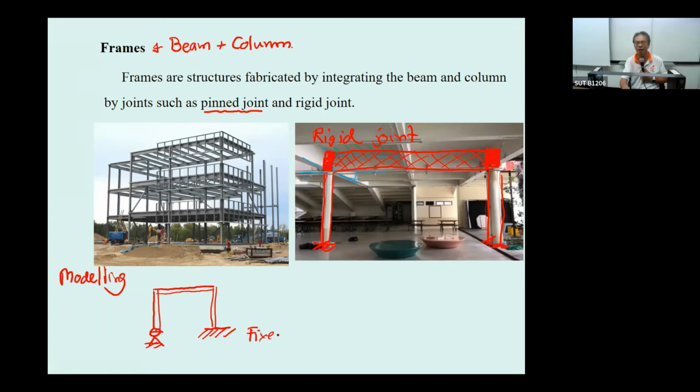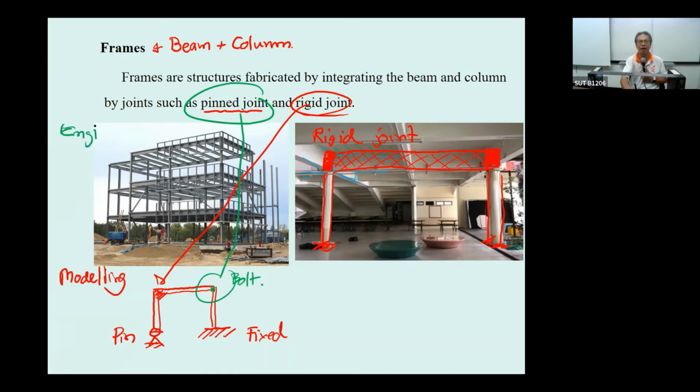This is fix support. This is pin support. And if you weld this one, very rigid welding, this is going to be the rigid joint. Okay, this is going to be the rigid joint. If you just connect the beam to the column by using bolt, when you use bolt, that is going to be the pin connection. You are an engineer, okay. As the engineer, you are the one that does modeling.